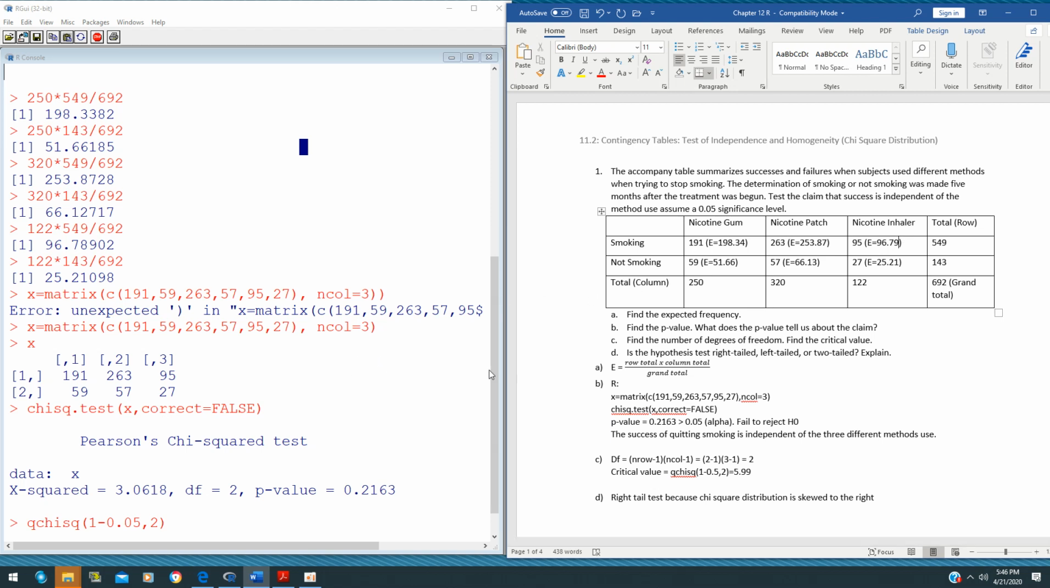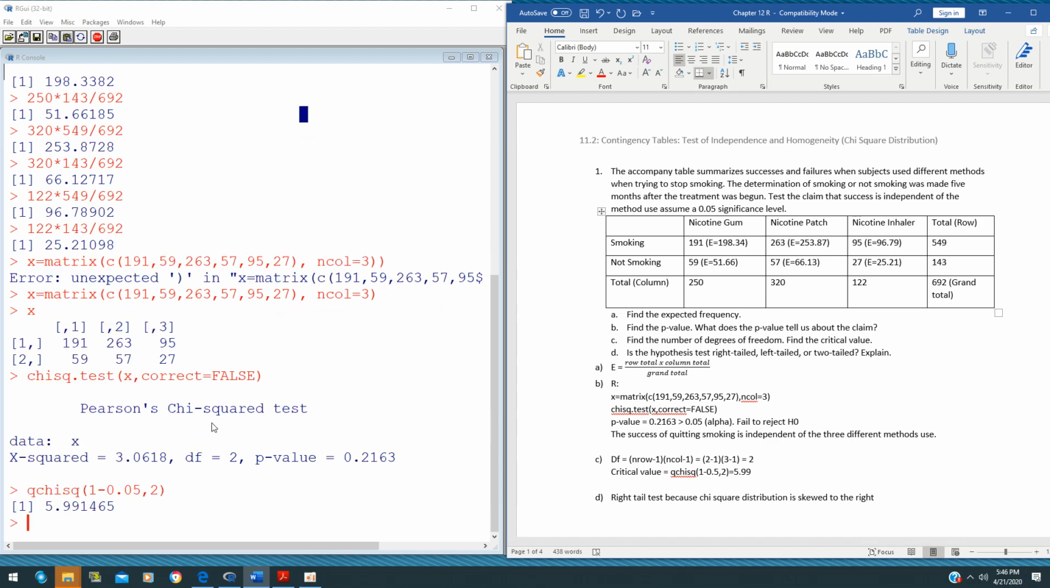Okay, and then you do chisq.test with correct equals FALSE, and this is what you will get. You will get a Pearson's chi-square test. This is your test statistic, 3.0618, and this is your p-value. The degree of freedom in this case is 2. So the p-value in this case is 0.2163, which is greater than alpha, 0.05, so we fail to reject H0.